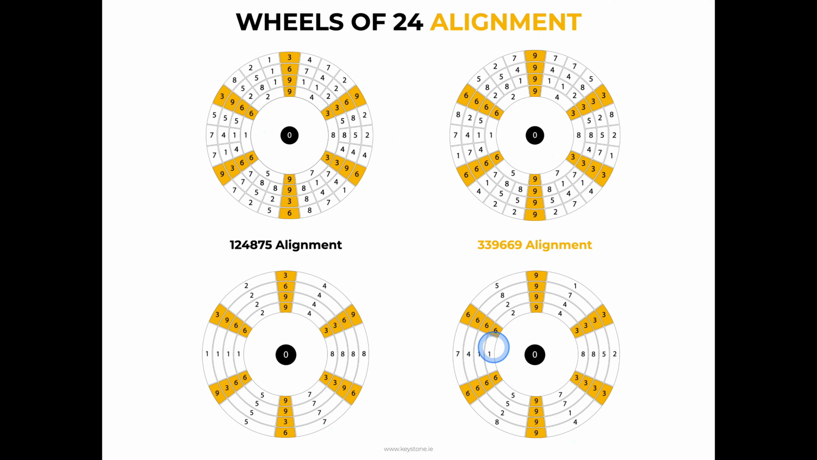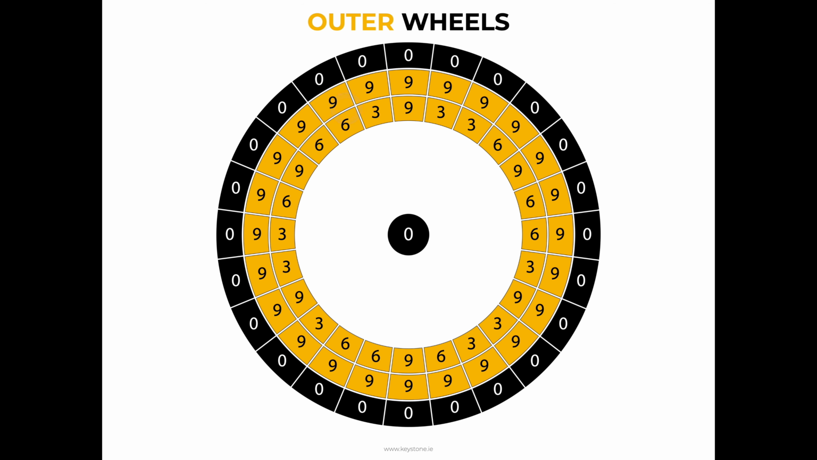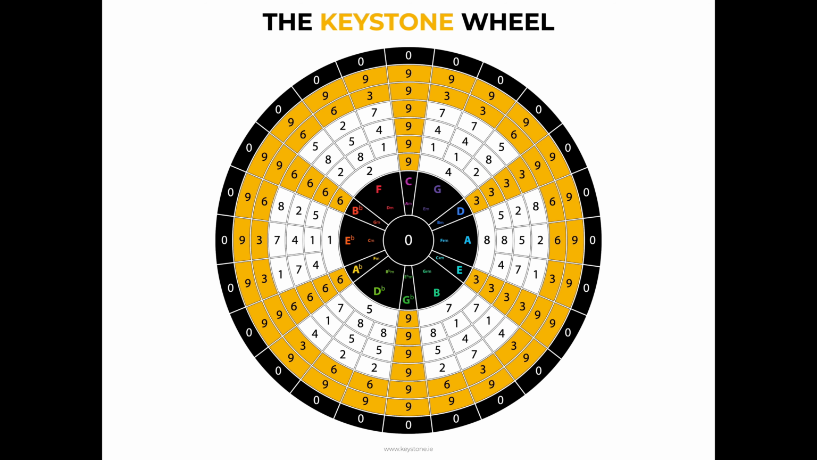Now, I intentionally aligned the Fibonacci wheel, which is the second one, with the Stargate wheel in all of these diagrams, just to keep as much consistency as I can. I appreciate these numbers can be a little bit abstract. I'm trying to simplify it as much as possible. I describe these as the inner wheels. Then we've got the outer wheels. And when we put all our wheels together, we get what I call the Keystone wheel.